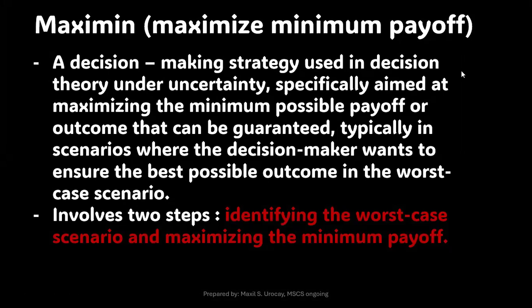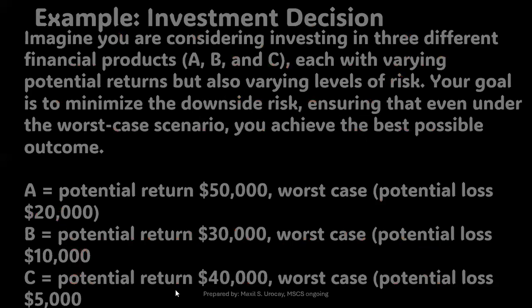specifically that aims at maximizing the minimum possible payoff or outcome that can be guaranteed, typically in scenarios where the decision maker wants to ensure the best possible outcome in the worst case scenario. So it involves two steps: identifying the worst case scenario and maximizing the minimum payoff. In this one right now, we have a specific example.